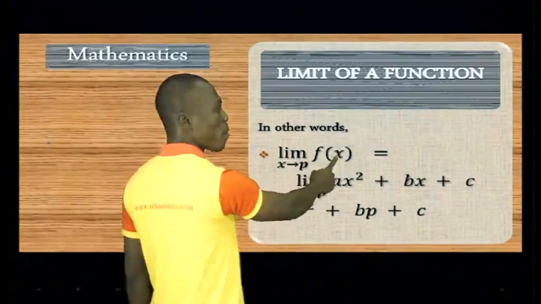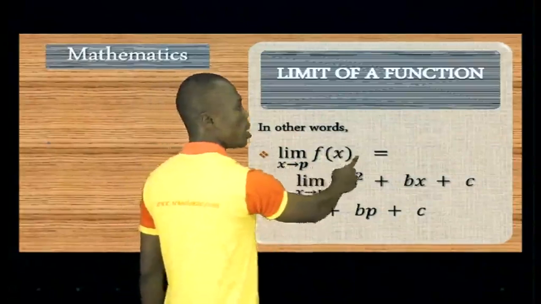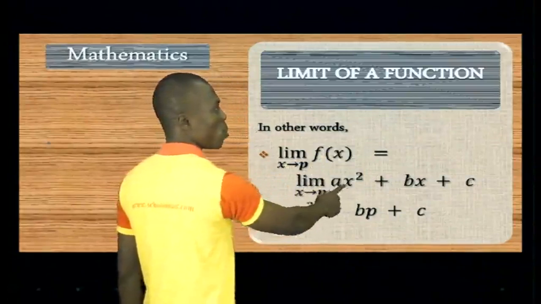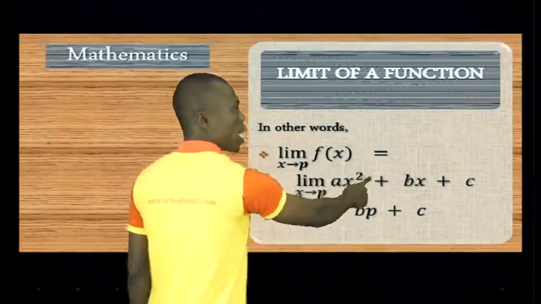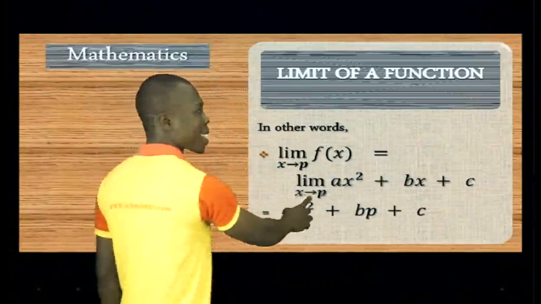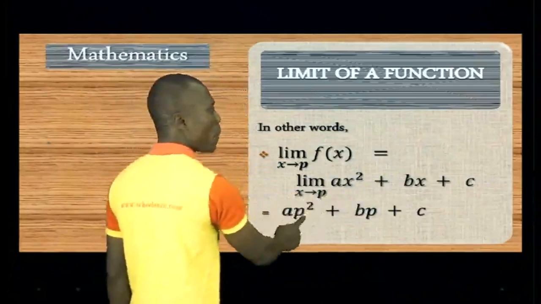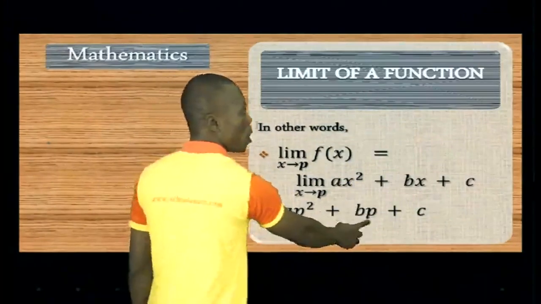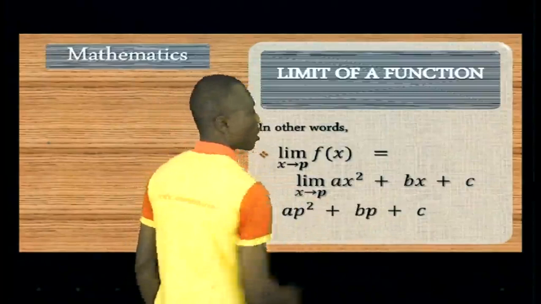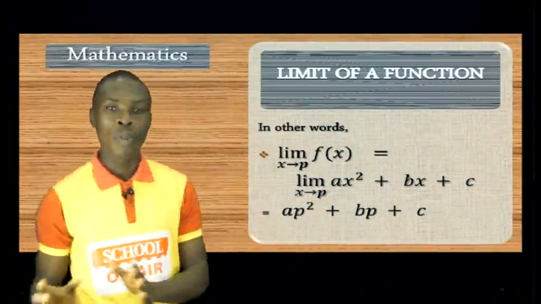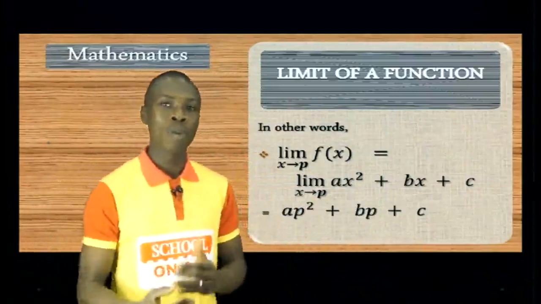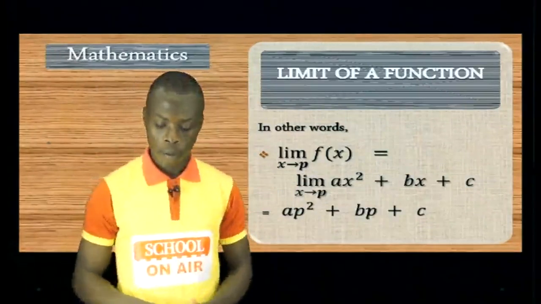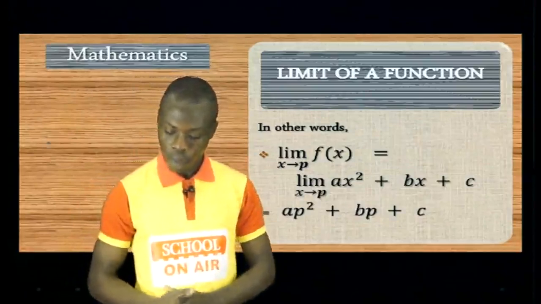The limit of f of x as x approaches p is equal to lim, that is the limit of the original value of f of x, which is ax squared plus bx plus c. Now, as x approaches p, p takes the value of x now. So we have ap squared plus bp, remember we used to have x here before, plus c, which is the constant. So that's how to obtain the limit. You just substitute the value of whatever x approaches for x in the given function of a limit. Okay, so I hope that is taken.